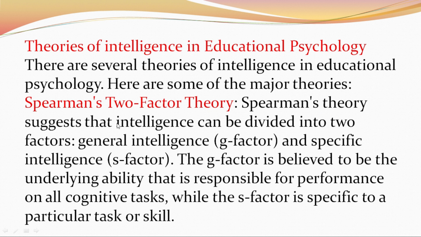Spearman's theory suggests that intelligence can be divided into two factors, general intelligence, the G factor, and specific intelligence, the S factor. The G factor is believed to be the underlying ability that is responsible for performance on all cognitive tasks, while the S factor is specific to a particular task or skill.